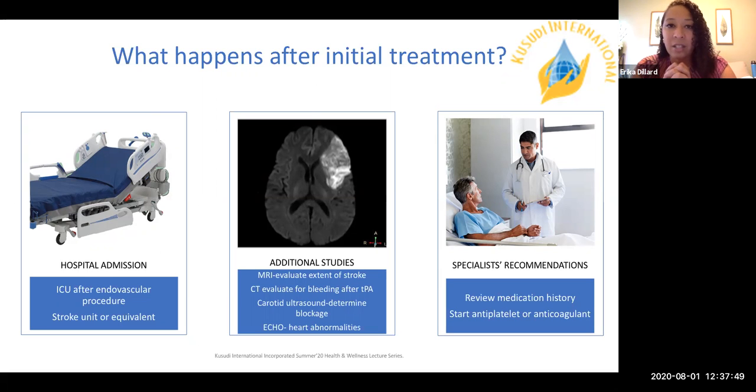The specialists that you'll likely see while you're in the hospital to guide your treatment after you leave are your cardiologist, if you have an underlying heart abnormality, and your neurologist, who will be very closely involved in your care after you have a stroke and once you leave. So establishing care with those individuals is going to be very important, particularly in reviewing your medication history and making sure that you are on appropriate therapy going forward.